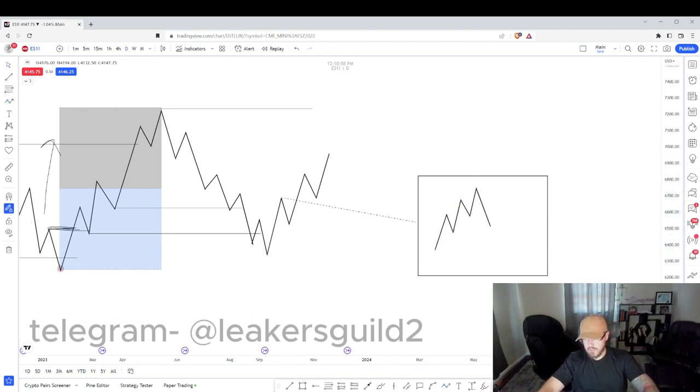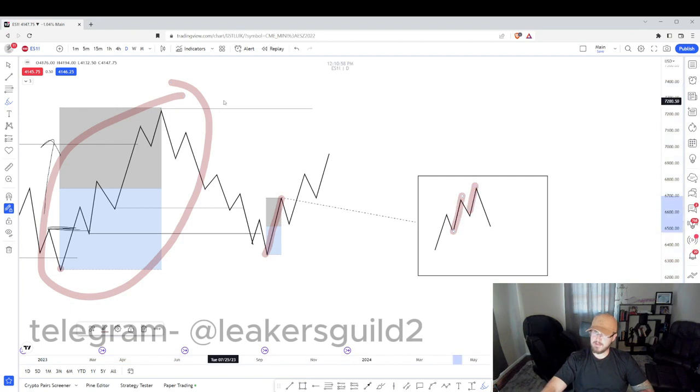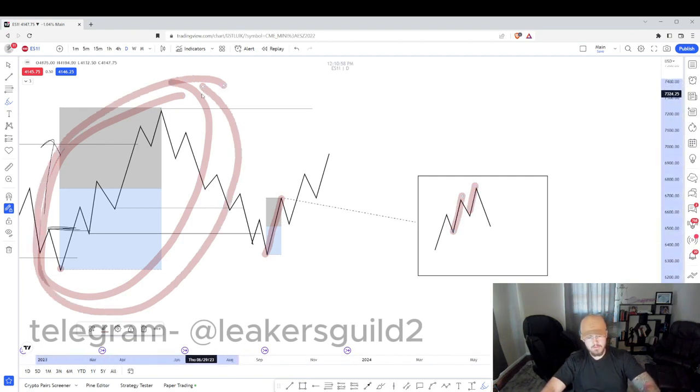So if you have each internal leg, just like we use premium and discount for our external leg on a daily chart, we can use premium and discount on internal legs, because this entire move right here is going to be something like this on a lower time frame. And whenever we look at this leg, once you zoom in, each one of these legs is going to be something like this right here on a lower time frame.